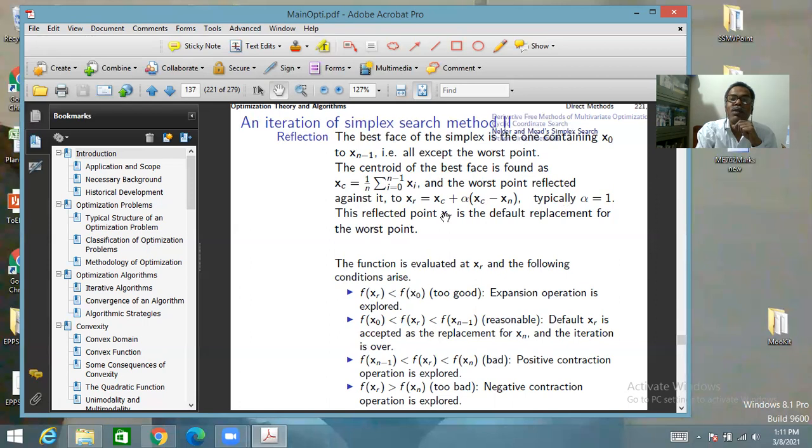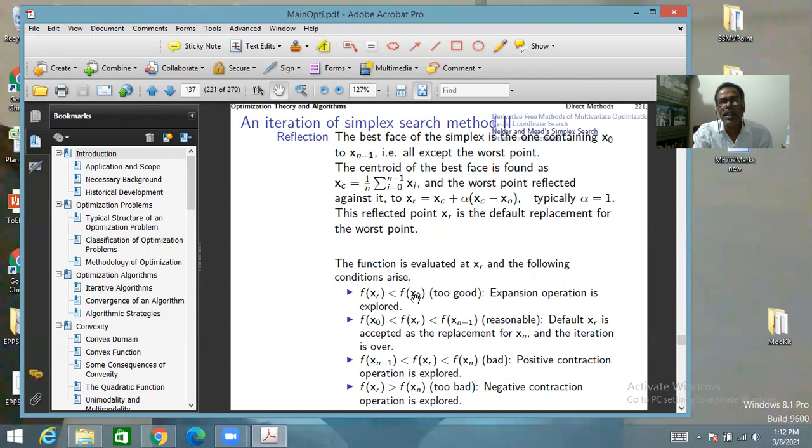Now you would try to move the worst point here. That is a default choice. But you don't have to take the default choice, because you might find something better, or the default choice itself may not be very good, depending upon the situation. So to know the scenario at the default choice xr, you evaluate the function here, and the following conditions may arise.